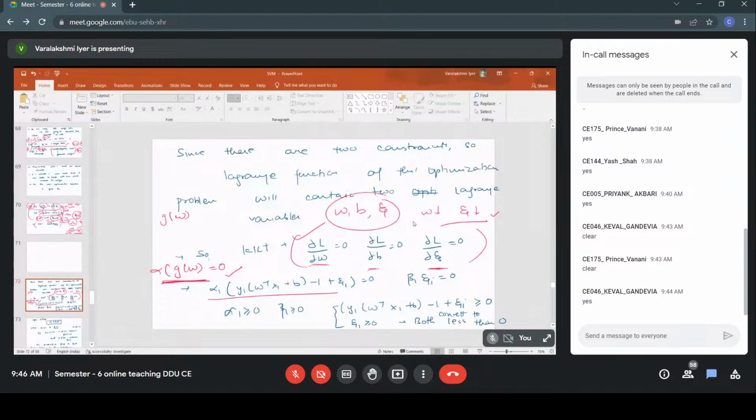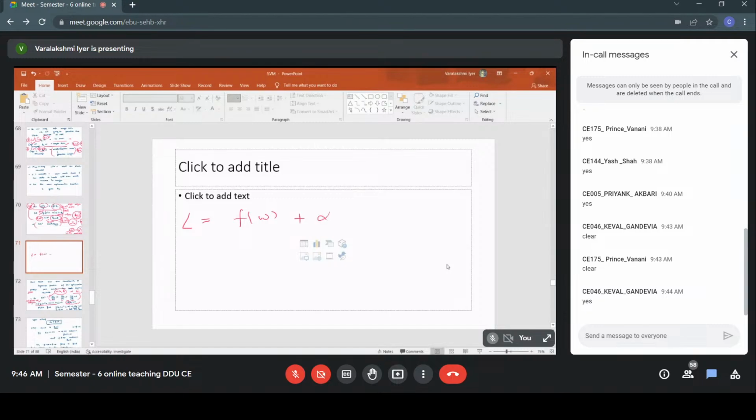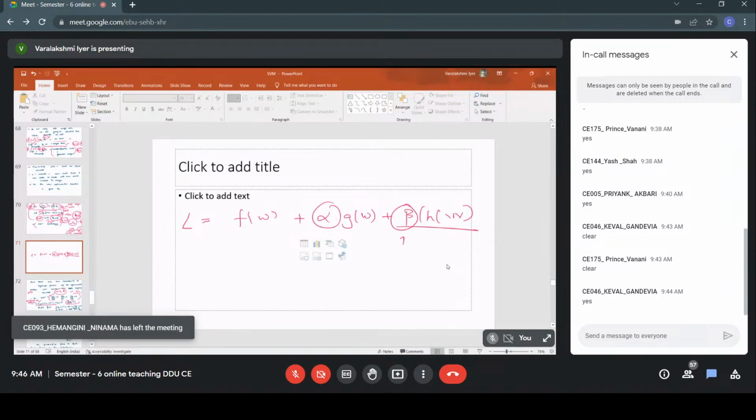Similarly, beta into zeta will be equal to 0. Beta is another Lagrange multiplier that we are taking. If you represent this particular optimization problem in the form of a Lagrangian function, it will be equal to f of W plus alpha into G of W plus beta into H of W. Since we have two constraints, two different Lagrange multipliers will be used, one for each constraint. I suppose that is clear to everyone. Representation in Lagrangian form.